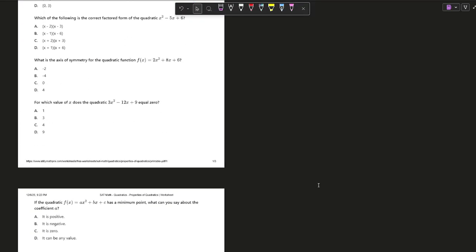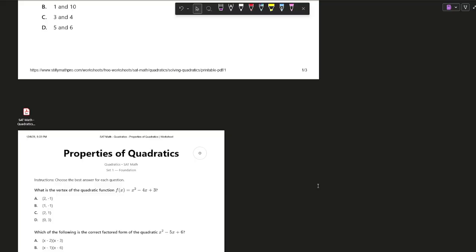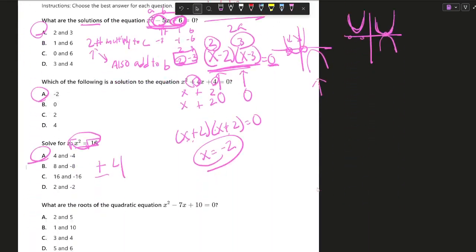Okay, let's see. Yeah, that's basically it for solving quadratics.